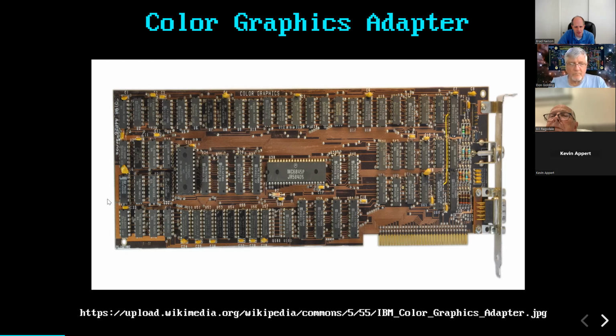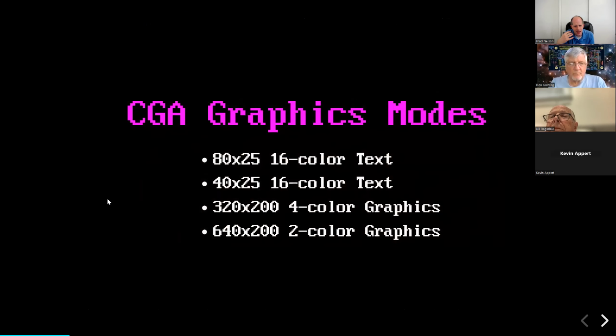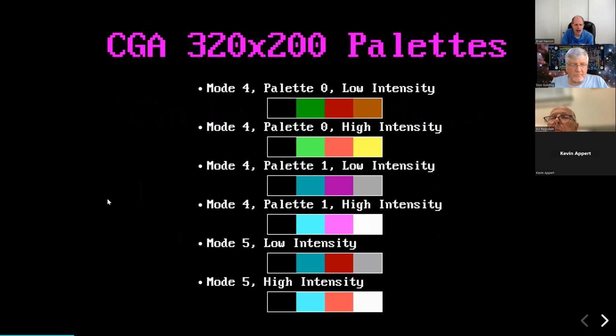It was IBM's first foray, and in terms of the documented modes, it supports an 80 by 25 16 color text mode, a 40 by 25 16 color text mode, and then 2 graphics modes, one that has 4 colors and one that has only a single color. And that 4-color mode is interesting in that it does give you some flexibility to choose a palette, but it's actually a fairly limited set of palettes.